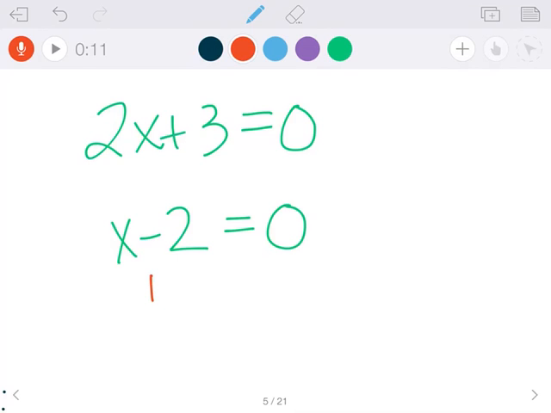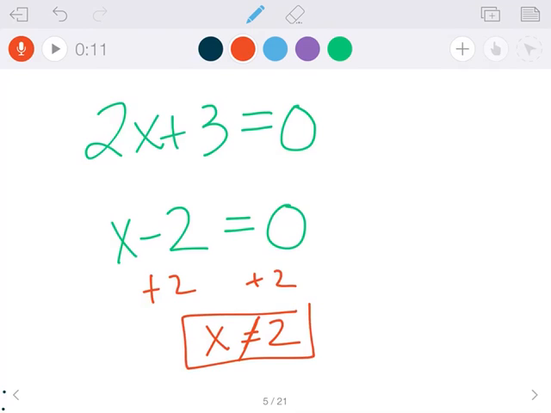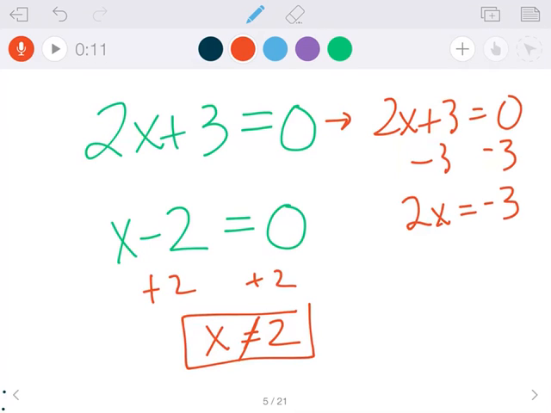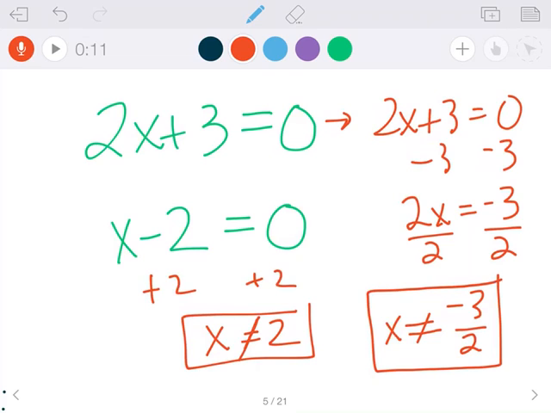This one's easy enough. Add 2 to both sides. We know x cannot equal 2. That's one of the answers. This one takes a little more work, so I'm going to write it over here. The first step is to subtract 3, so then I get 2x equals negative 3, and then divide by 2. X can also not equal negative 3 over 2, because if x equals either of these things, we'd end up dividing by 0, and that would not be good. So these are our excluded values.